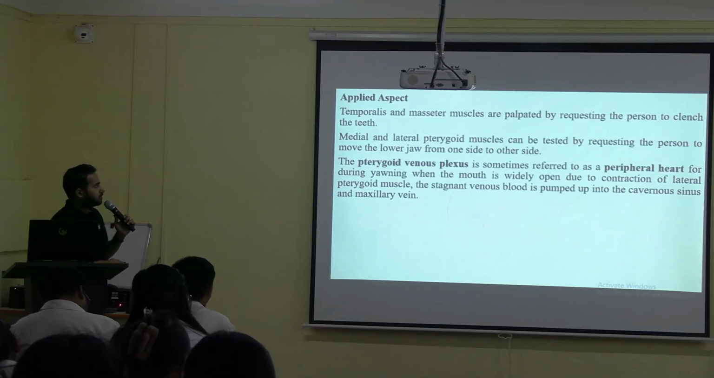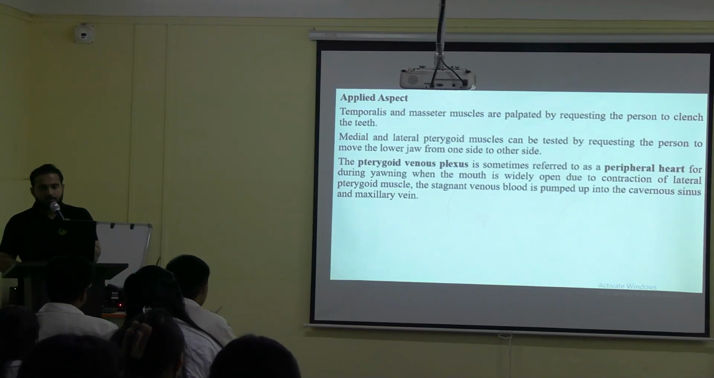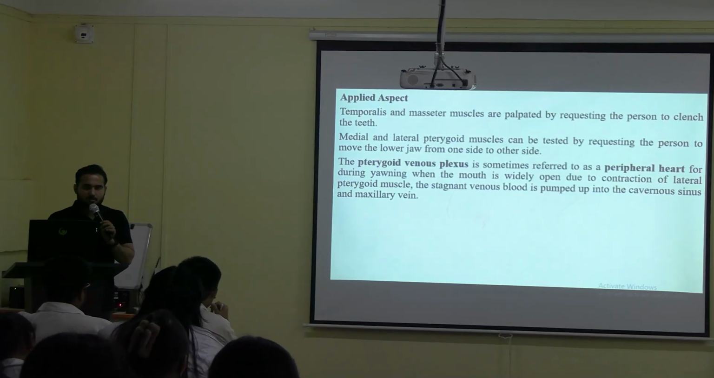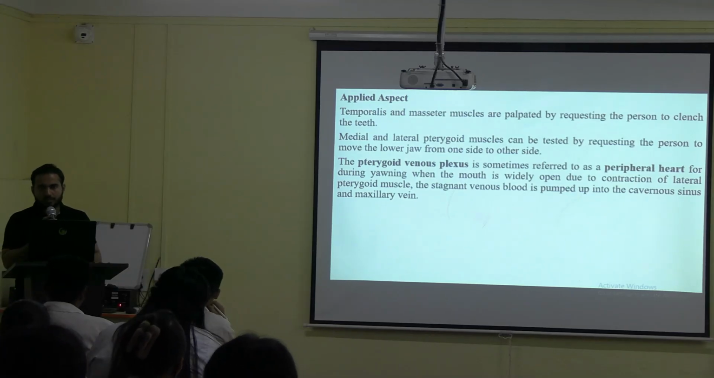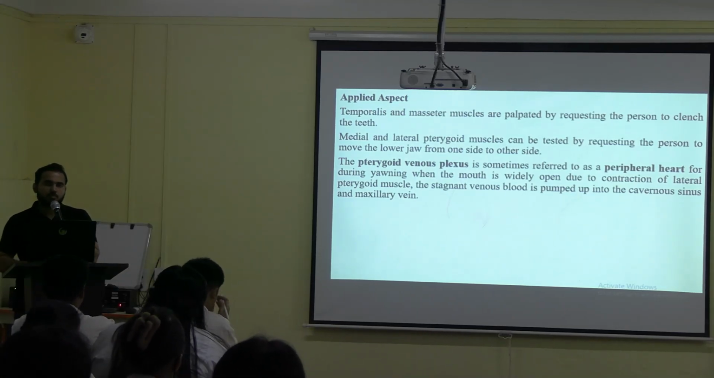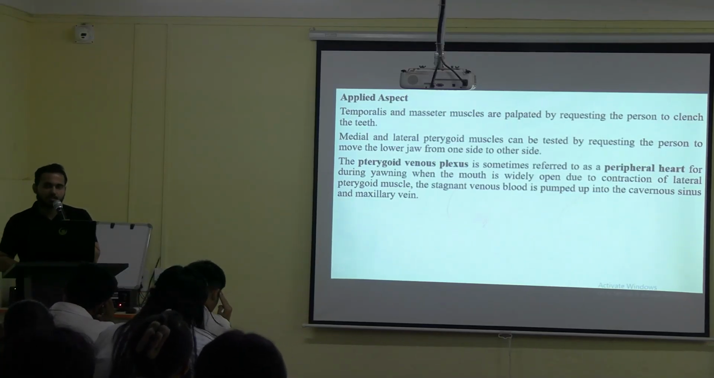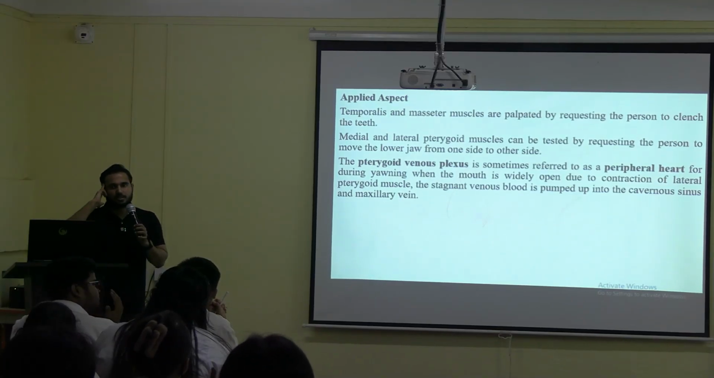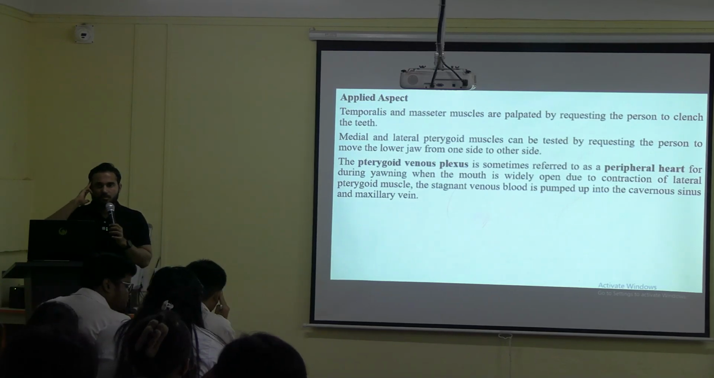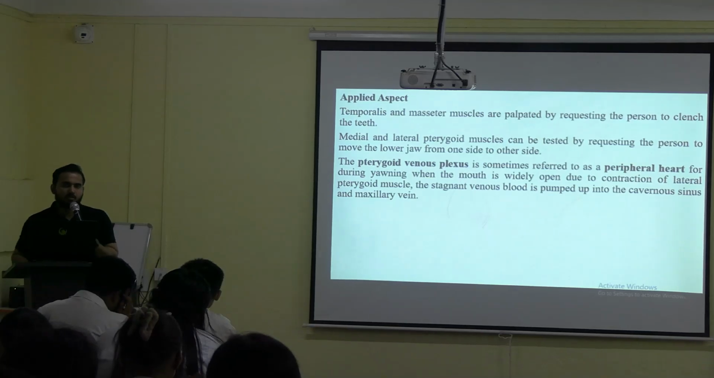Next, if you want to palpate the muscles of mastication, how will you palpate? For temporalis and masseter, you can palpate by requesting the person to clench the teeth. For that, you ask the patient either to lie down or sit, and then place your finger on the temporal fossa, and ask the patient to clench the teeth. ठीक है, you can feel your own temporalis muscle. यहाँ पे ऐसे fingers रखना है, and clench your teeth. You can feel the movement of the muscle. ठीक है, that is the palpation of the temporalis muscle.